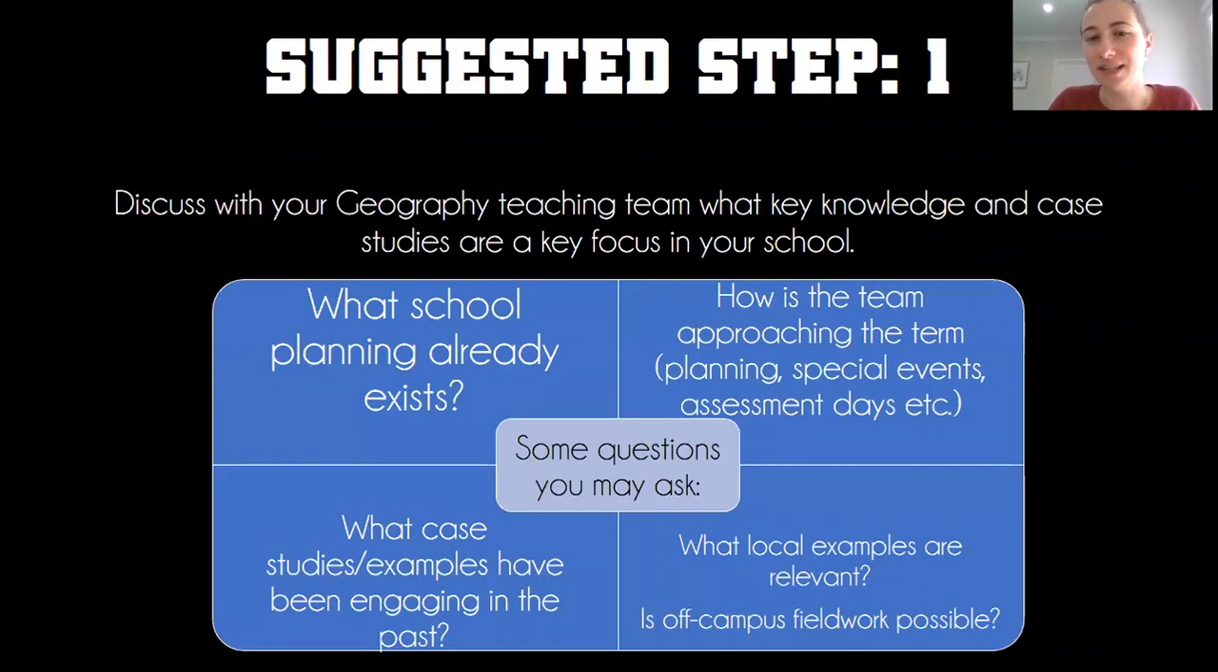The first suggested step that I give you is just to contact your geography team, your humanities team, and see what's already in place. Even though everyone's changing textbooks, I'm assuming that you haven't used this textbook in the past and you'll have previous planning from either using other books or maybe not using a textbook in the past. So think about what planning already exists, and how you can approach the term in terms of what special events, like we said before, what assessment days, etc., you need to factor in. What case studies and examples have been successful in the past? That will become important as we move to the next couple of steps of how you'll plan.